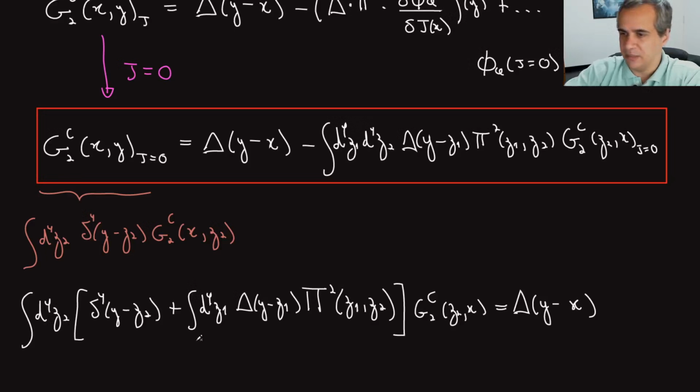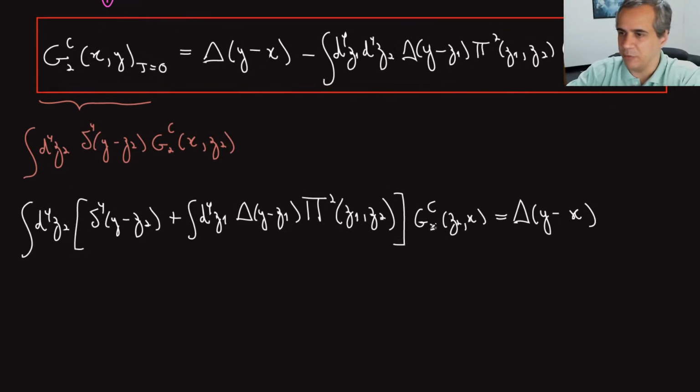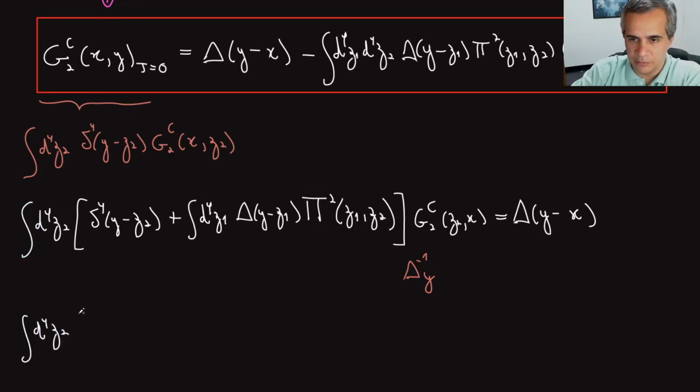Now I can take a look at this equation, which is an important one. I'll use that again later. But now, just to prove what I want to prove, I can apply on both sides of the equation the inverse of this propagator, the free propagator. Let's apply that on both sides. On the left-hand side, I keep this integral d4z2.